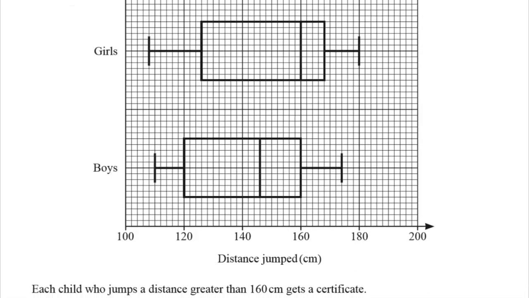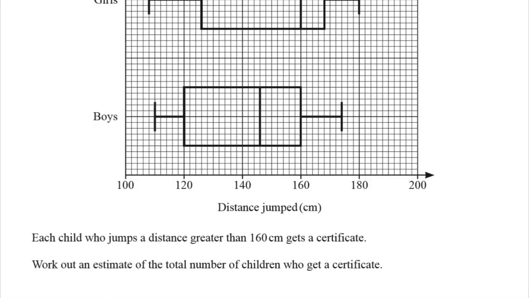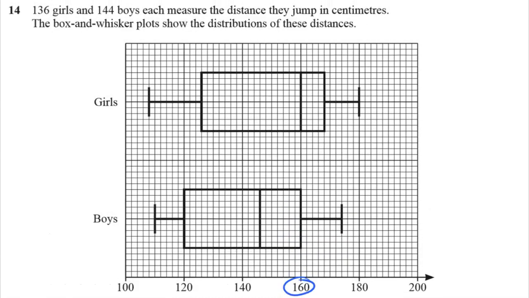Let's find out what we need to do. Each child who jumps a distance greater than 160 centimeters gets a certificate. Work out an estimate of the total number of children who get a certificate. All right, well, there's 160 centimeters. The girls are doing better than the boys here in jumping. Look at that. Let's draw a line here at 160.